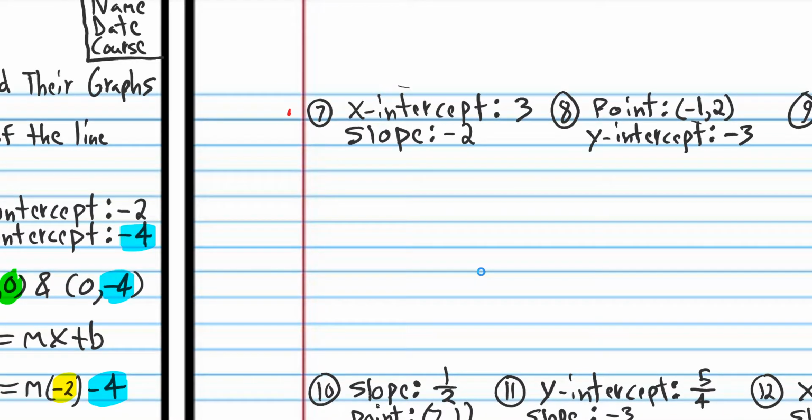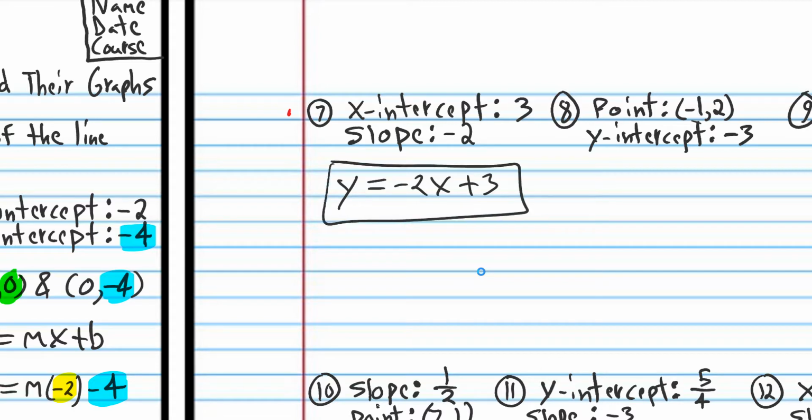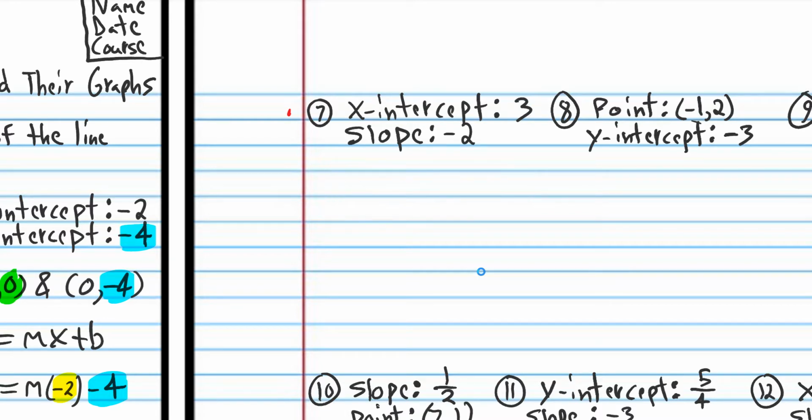So if this were the y-intercept, then we could just write slope-intercept form. We could just write y is equal to negative 2x plus 3, and we'd be done. Because remember, this is called slope-intercept form because you're given the slope and you're given the intercept. But this has to be the y-intercept. This is always the y-intercept. We're not given the y-intercept, so we can't just write the slope-intercept form immediately.